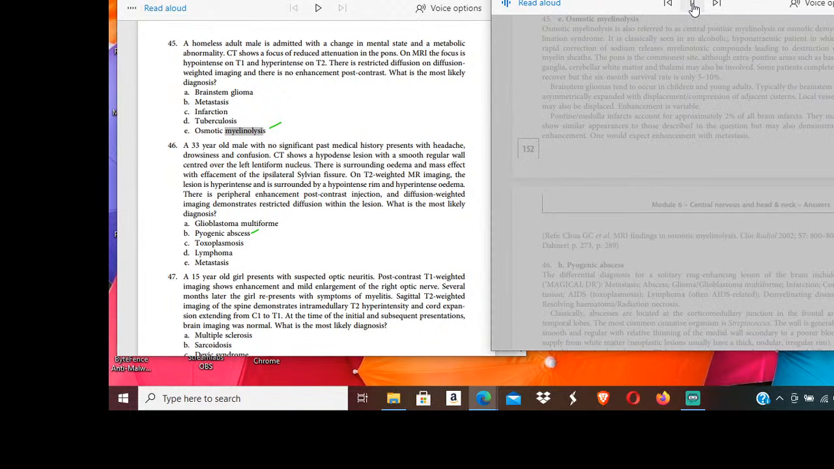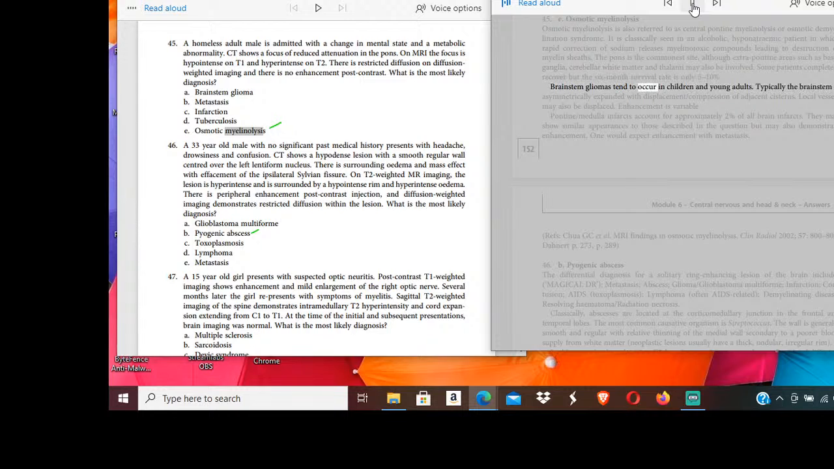45. E. Osmotic myelinolysis. Osmotic myelinolysis is also referred to as central pontine myelinolysis or osmotic demyelination syndrome. It is classically seen in an alcoholic, hyponatremic patient in which rapid correction of sodium releases myelinotoxic compounds leading to destruction of myelin sheaths. The pons is the commonest site, although extrapontine areas such as basal ganglia, cerebellar white matter, and thalami may also be involved. Some patients completely recover, but the 6-month survival rate is only 5–10%.